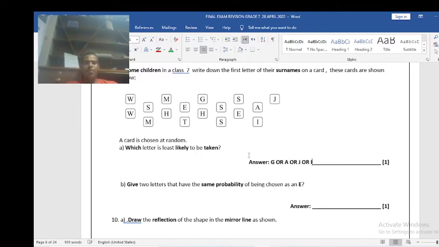Of course, in your exam, it could be not which letter is least likely, maybe it's most likely. If it is most, then the answer should be the surname letter which is repeated so many times: 1, 2, 3, 4, means S. So this is the answer, learners.